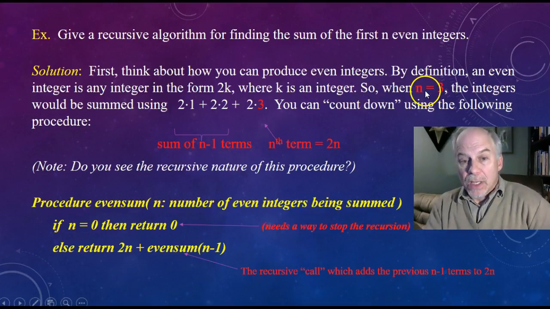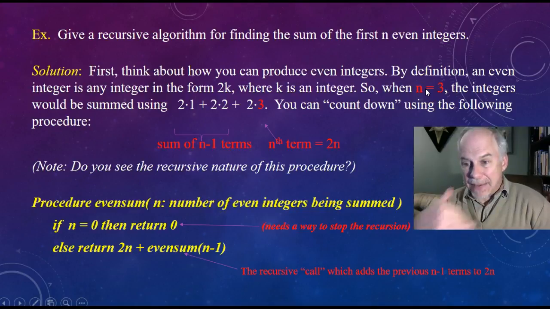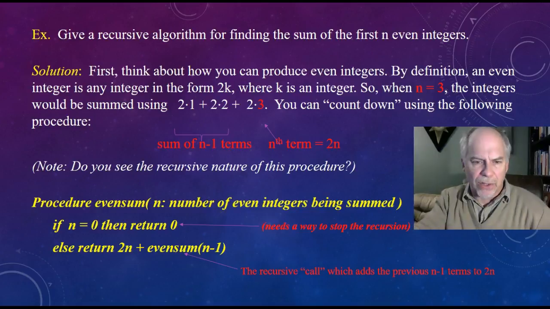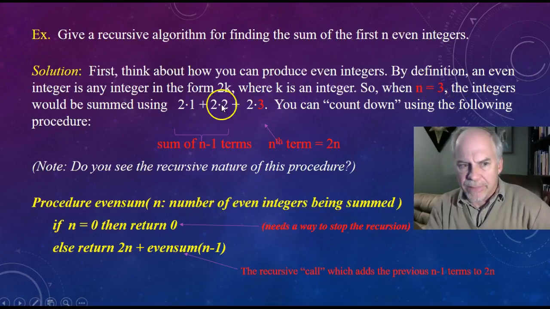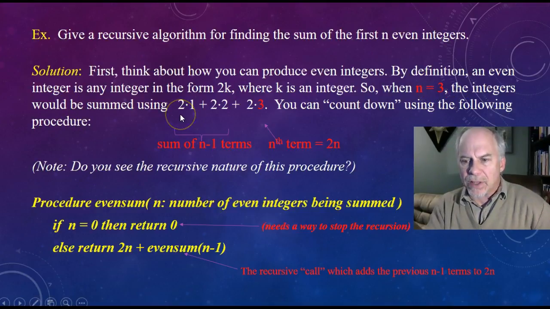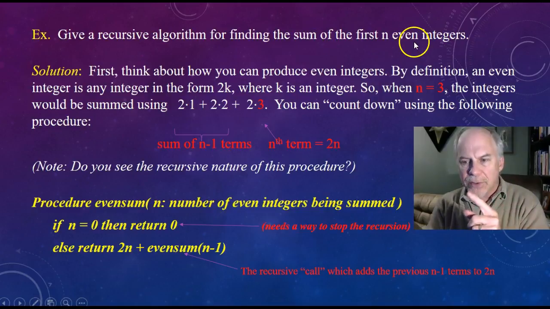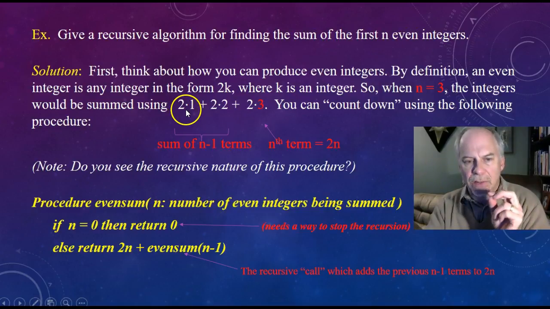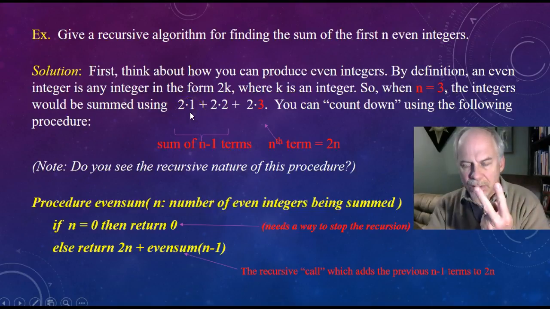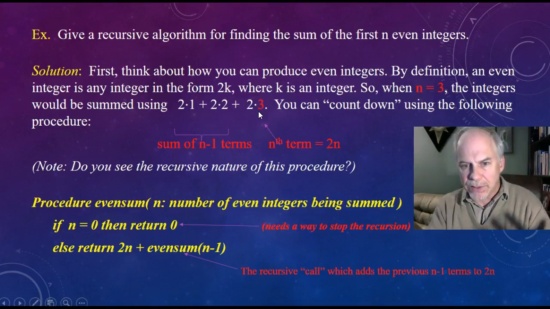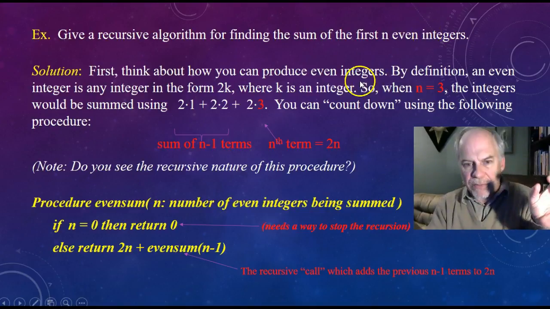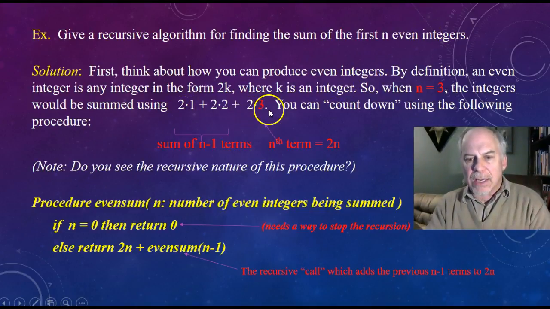All right, now, I took an example situation. I just chose, let's say that n was 3. I could have used n was 4 or n was 5 or whatever, but I just said, let's suppose n is 3. So the integers that we would be summing up, because it says the sum of the first n integers, we're going to do 2 times 1, because that's the even integer 2. 2 times 2, which is 4. 2 times 3, which is 6. So we're adding up all the even integers. So here's an example.